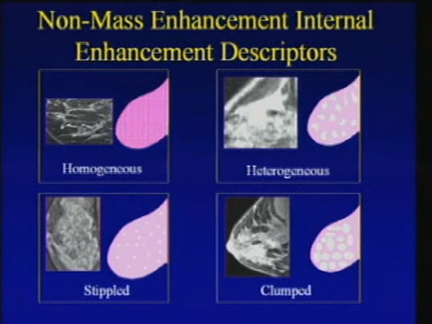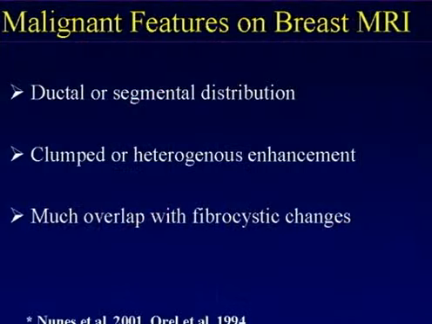The category that's hard is heterogeneous. And again, I'm just going to think of it as the fact that one area appears brighter than the rest, no distinctive pattern. And that's in contrast to this, which is going to be clumped enhancement. Clumped means that you have these linear areas of enhancement, but it looks very lumpy, bumpy, just looks as though it can't be smooth, and that is really classic for DCIS.